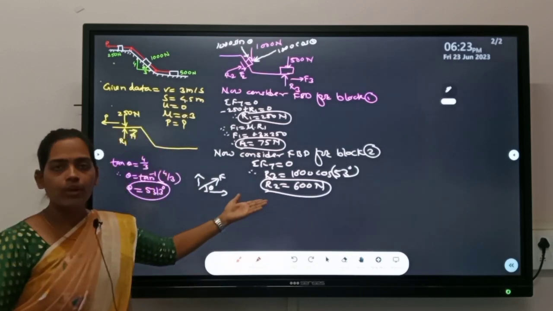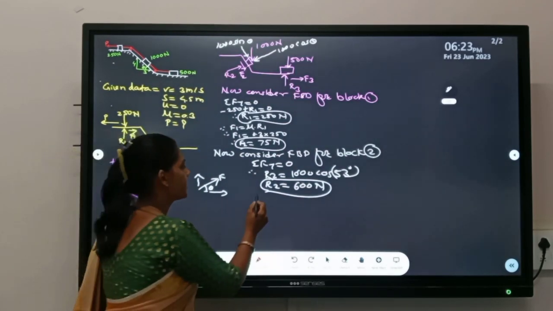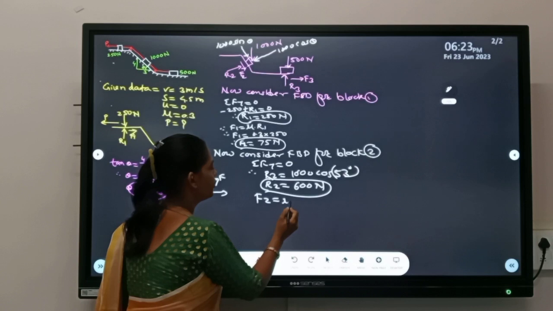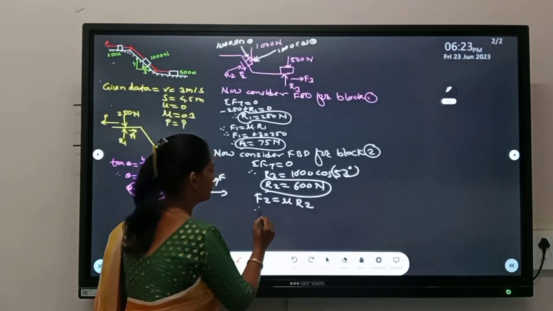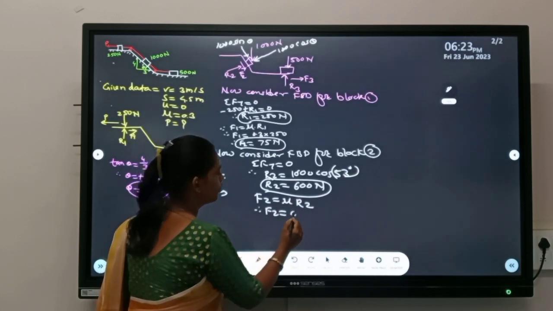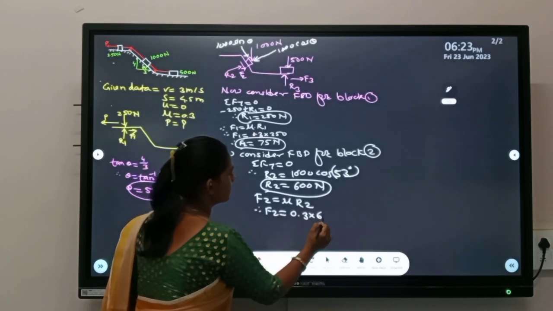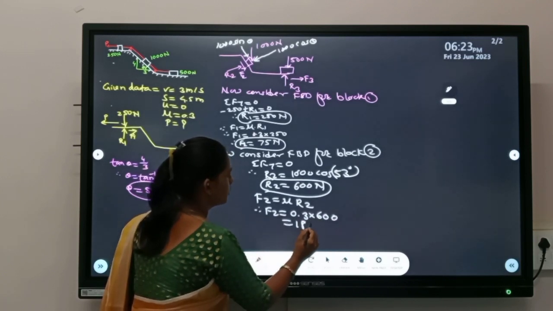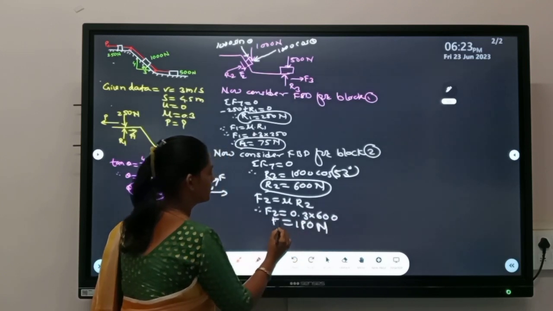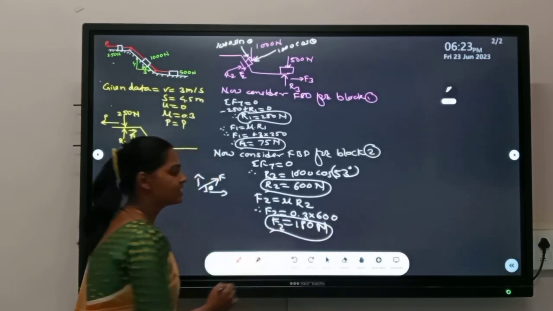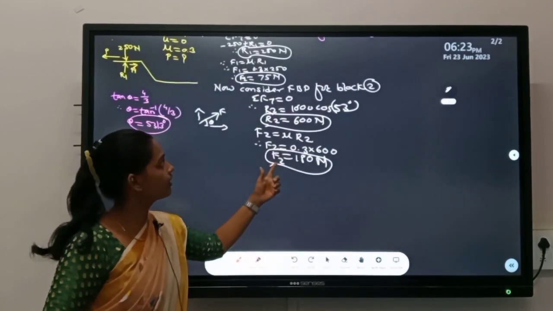Now, we have one more equation, F2 is equal to mu into R2. Therefore, tell me the value of F2, 0.3 into 600. It is 180 Newton. In the same way, you can calculate the value for F3.